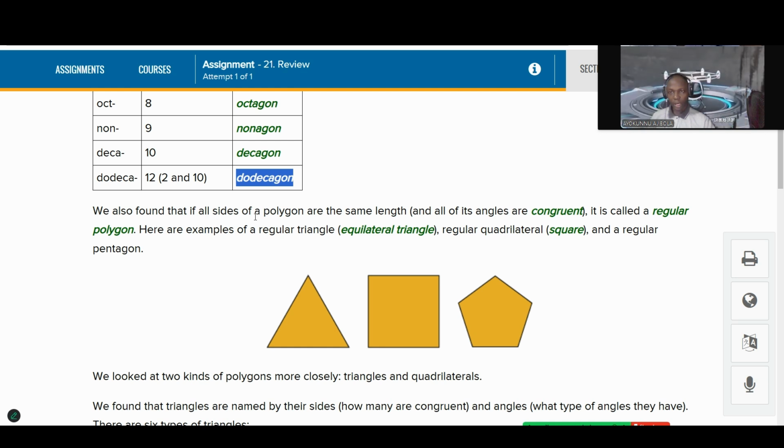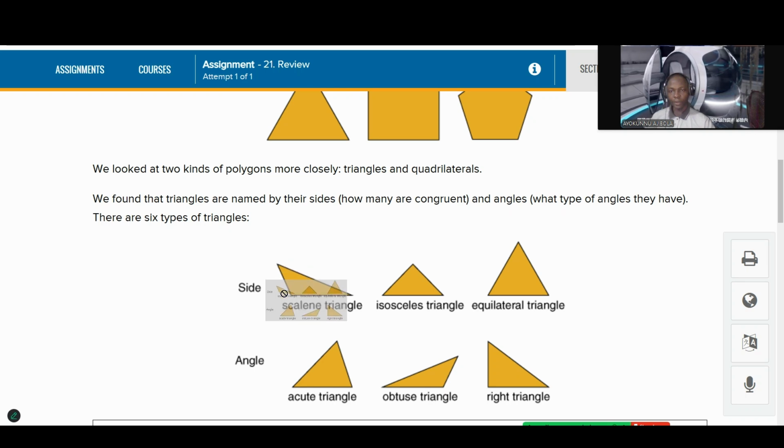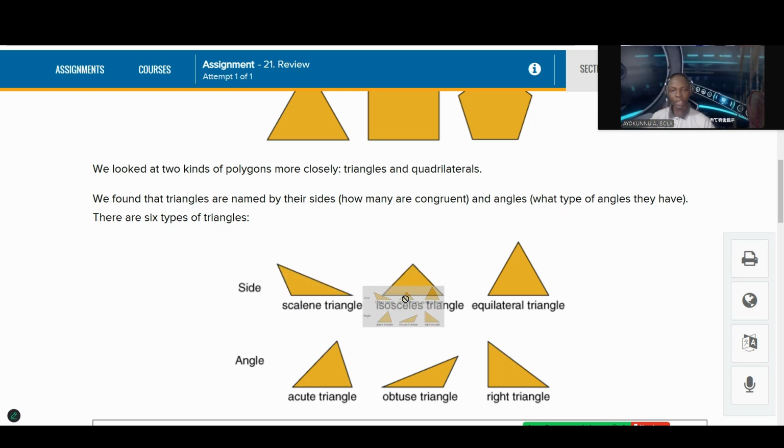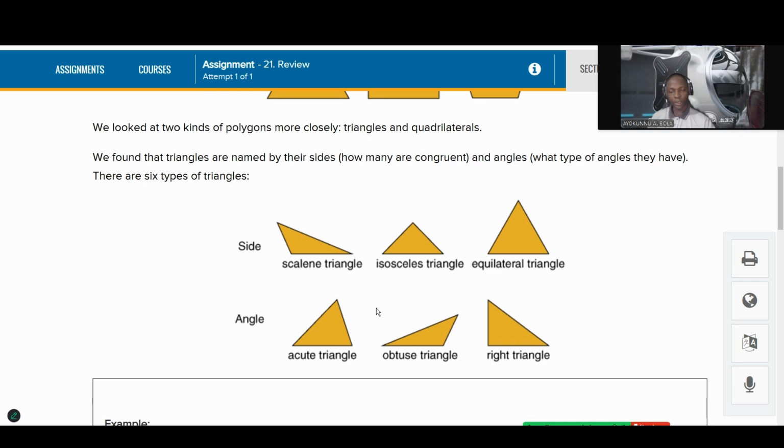We also look at all of the polygons. We can see a triangle. We can see a square. We can see this is a pentagon. Then we can say this is a scalene triangle because none of the sides are equal, and none of the angles are equal. This is an isosceles triangle because the base angles are equal and 2 sides are equal. Then this is an equilateral triangle because all the sides are equal, then all the angles are equal.